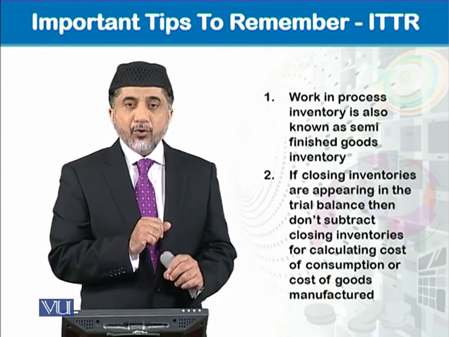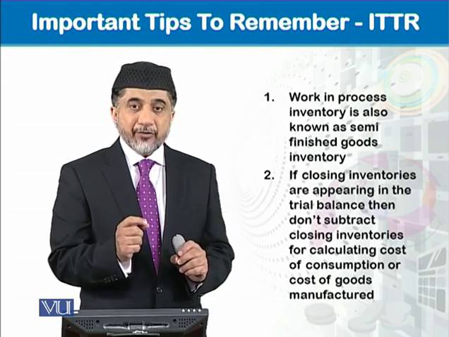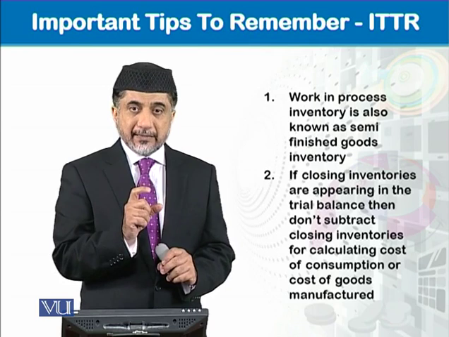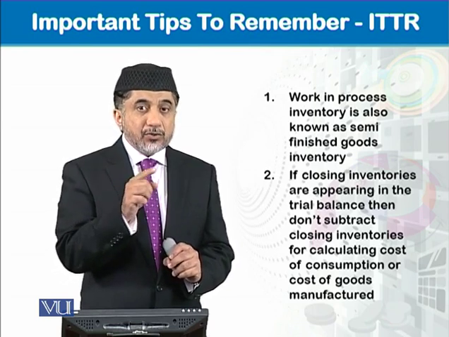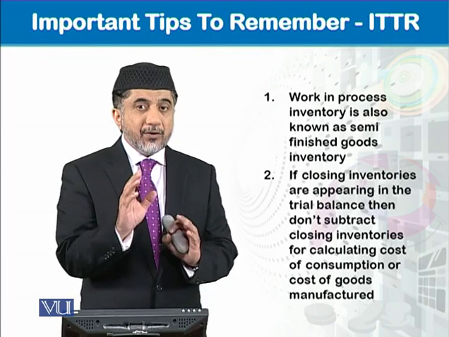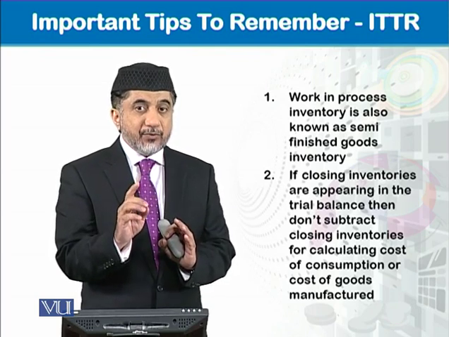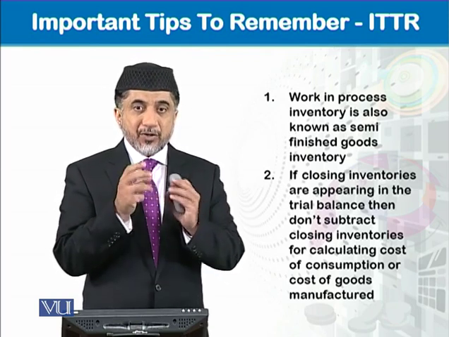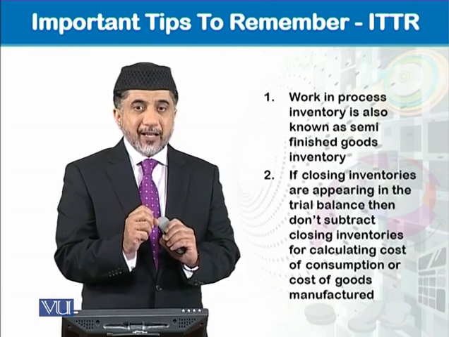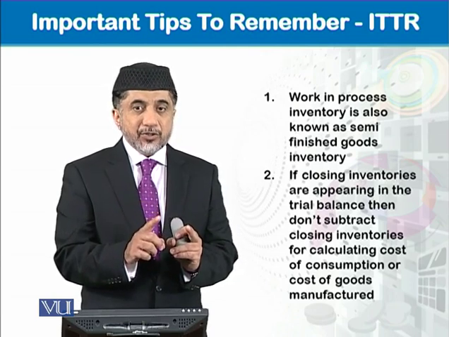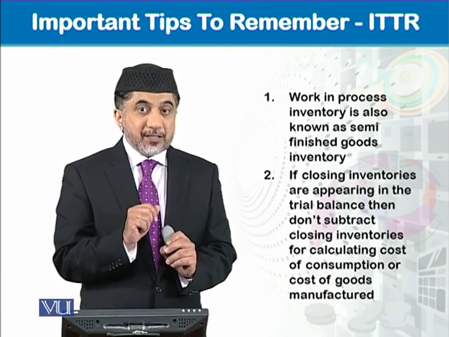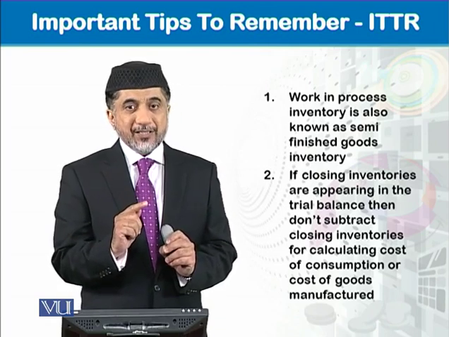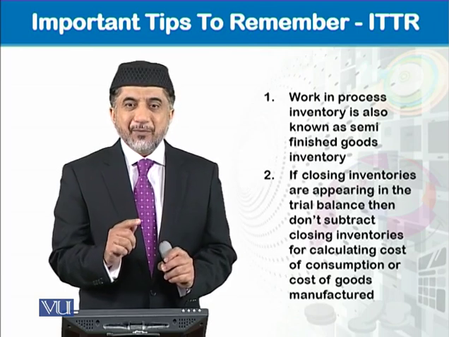So for the case of closing work in process inventory, if closing work in process inventory is appearing in the trial balance, then it means that the cost of goods manufactured has already been calculated and that will be given in the trial balance. So just pick up that cost of goods manufactured figure and take it to the trading account, where that will be adjusted with opening finished goods inventory and closing finished goods inventory. Okay, so this is something important from the examination point of view.